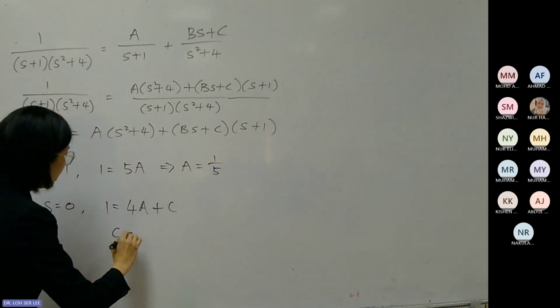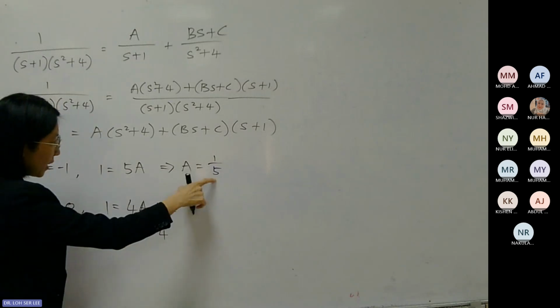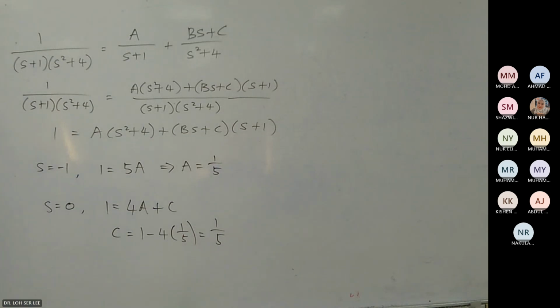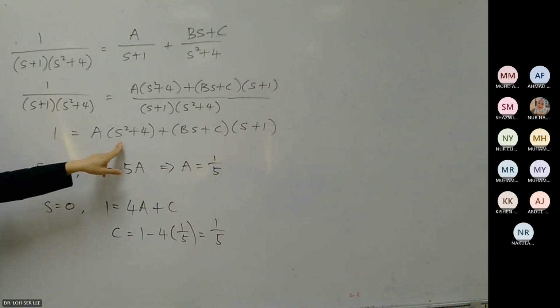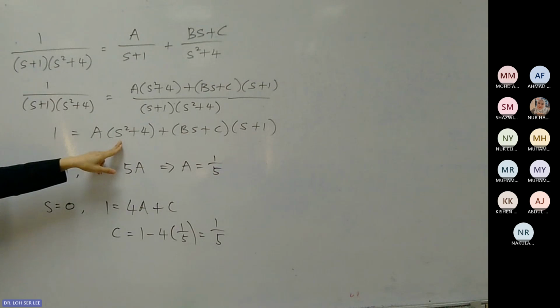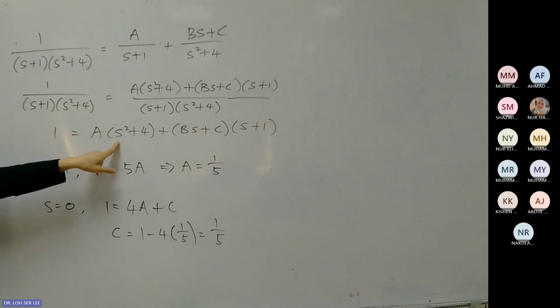So your C is 1 minus 4A, which is 1/5. Then we get C. Next, we want to find B. Since this is a positive value, this is positive s squared, there is no such value where we can make this 0. No such an s.